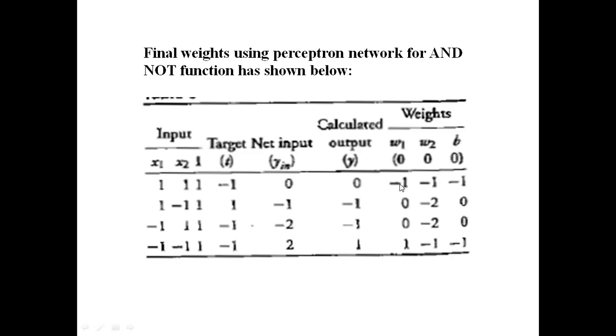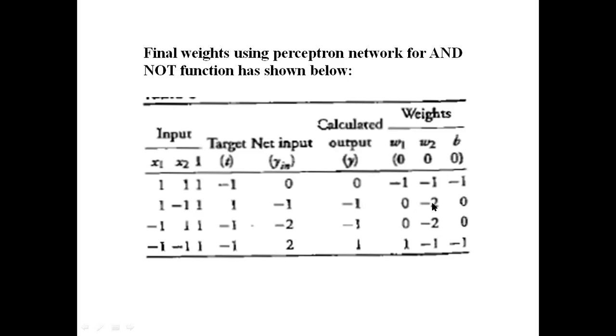Next, the new weights are -1 and -1. Next, what is our input? That is 1 -1, and the target will be 1. So we multiply -1 with 1, that is -1. This -1 with -1, that is 1. So 1 and -1 gives 0, and this -1, that is -1. So y in is -1, then output y will be -1 because it is less than 0.